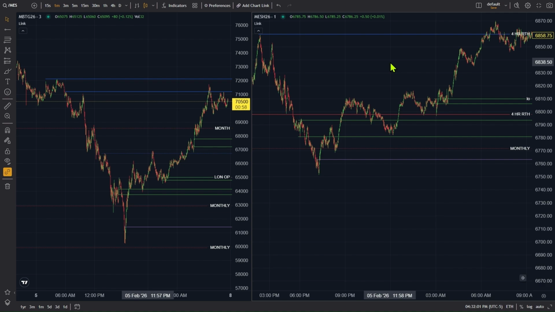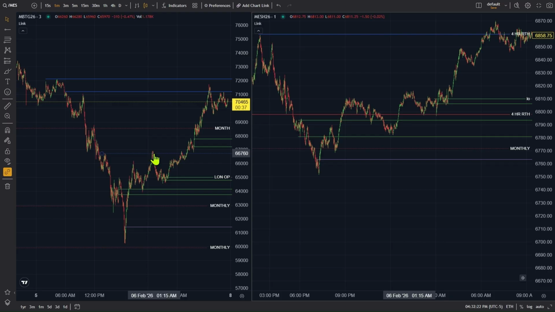If your emotions are saying, "Oh, you need to preserve this profit. You need to move your stop." Do the opposite. Don't move your stop. If your emotions are telling you when it gets to this 4 hour level, oh, we could go to that 4 hour level.